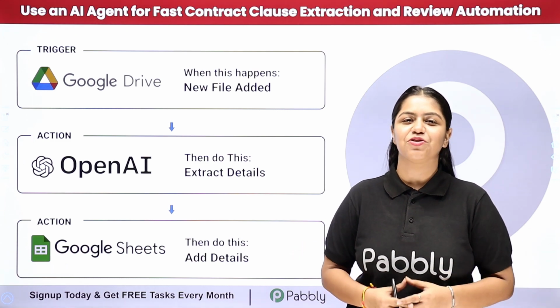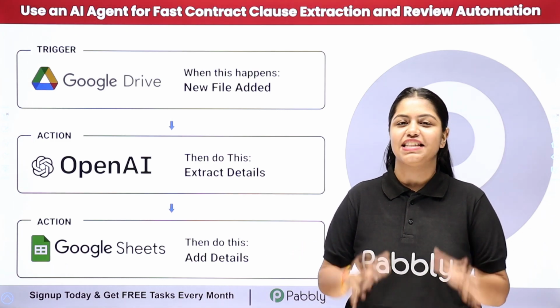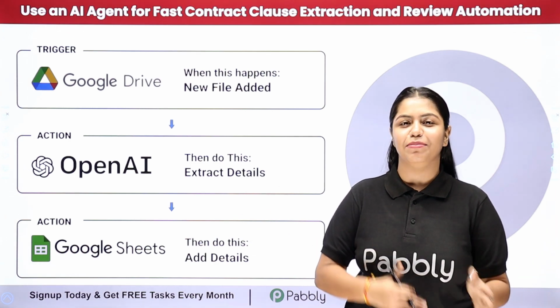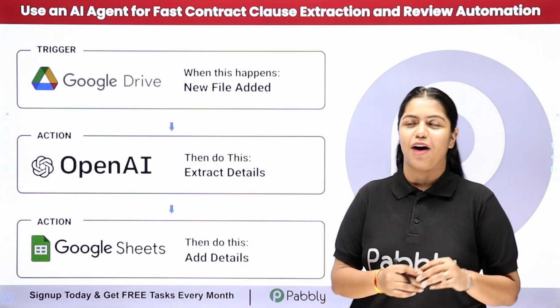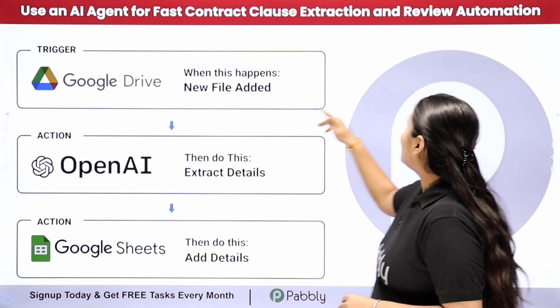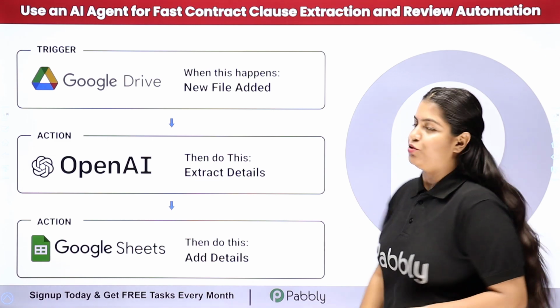So do you also want to extract the details from the agreements? Then this video is definitely for you. So hello all, welcome back to Pabbly Connect, and in this video we are going to understand how to use an AI agent for fast contract clause extraction and review automation.